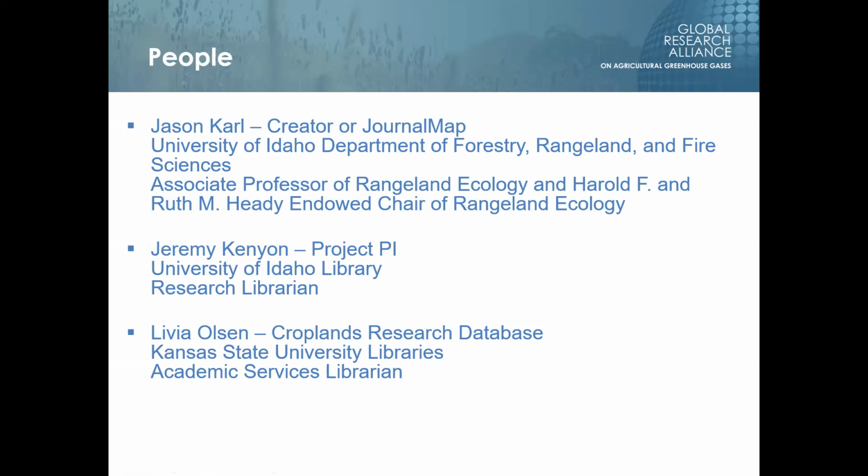Jason Carl is the creator of Journal Map. He is currently a professor of rangeland ecology at the University of Idaho, and Jeremy Kenyon is leading our collaboration. He is a natural resources librarian also at the University of Idaho.